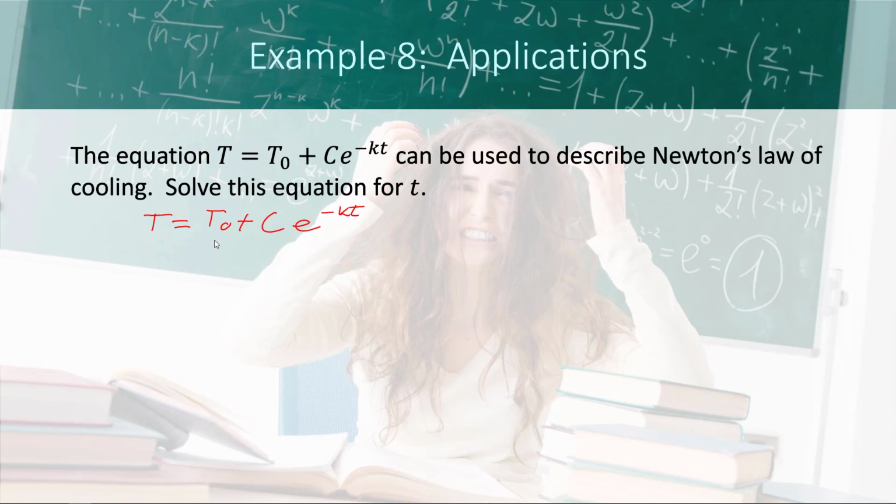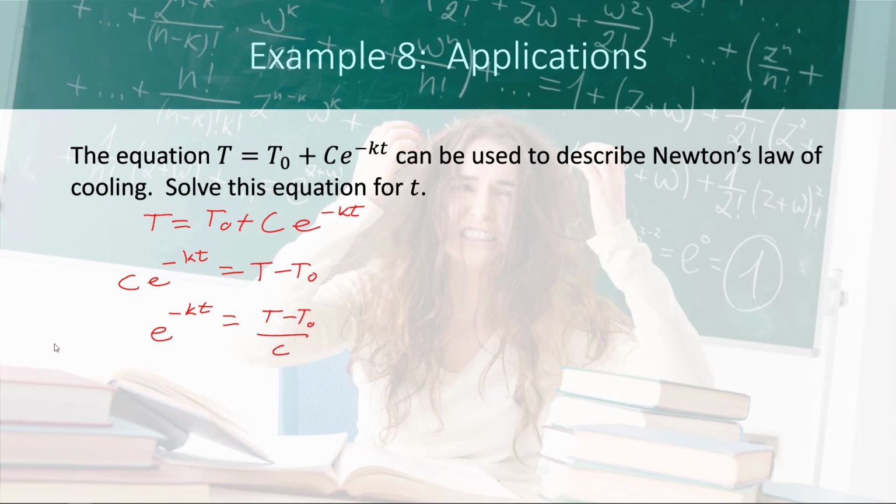And we can do that by subtracting T0 from both sides, and that will give me c e to the negative kt is equal to T minus T0. And so I also went ahead and reversed the order. Now I can divide both sides by c. That will give me e to the negative kt power is going to be equal to T minus T0 divided by c.